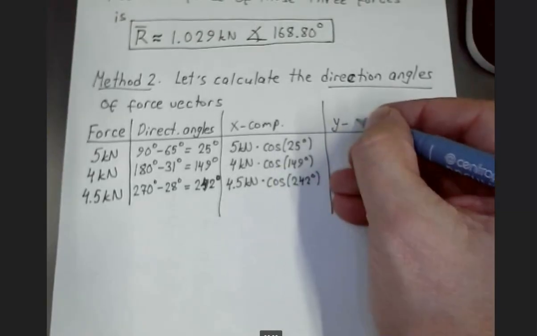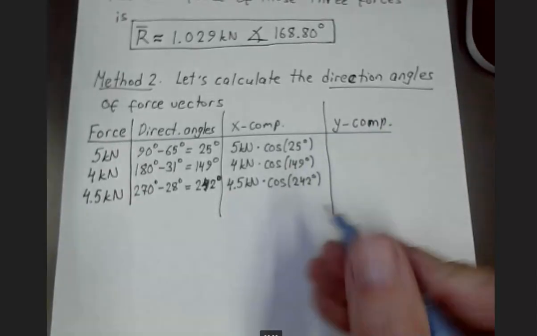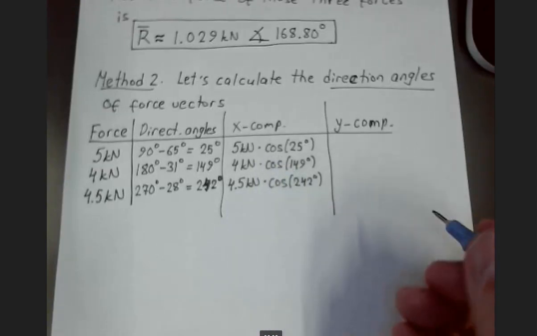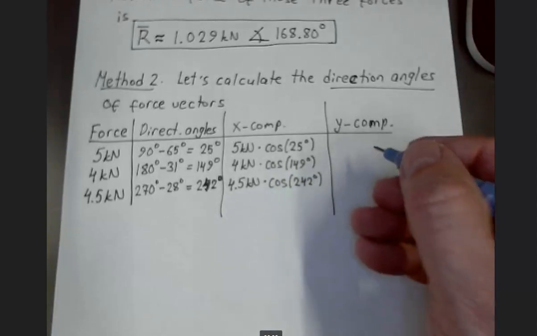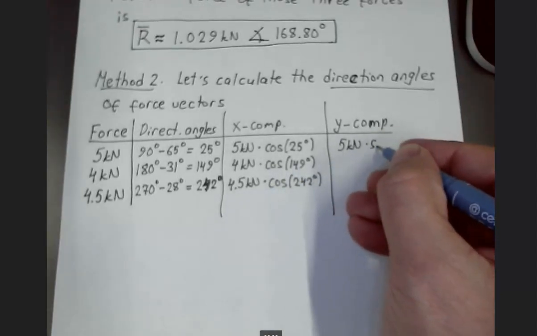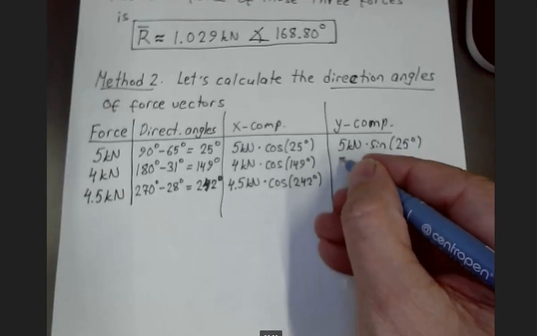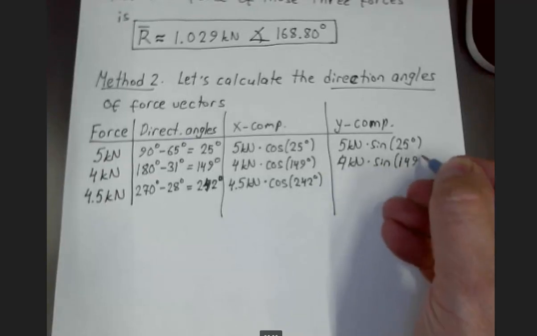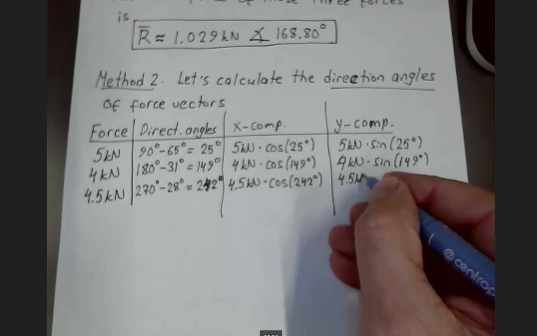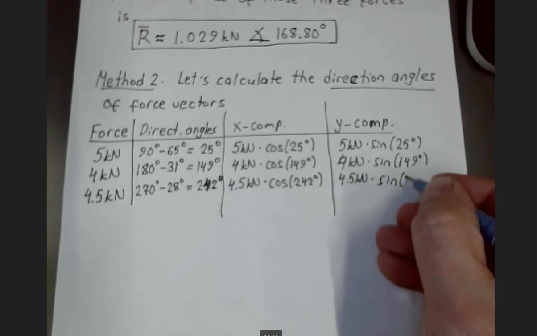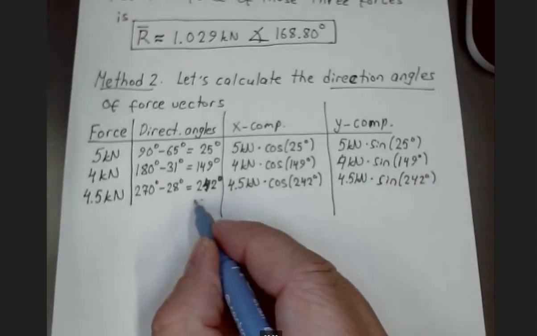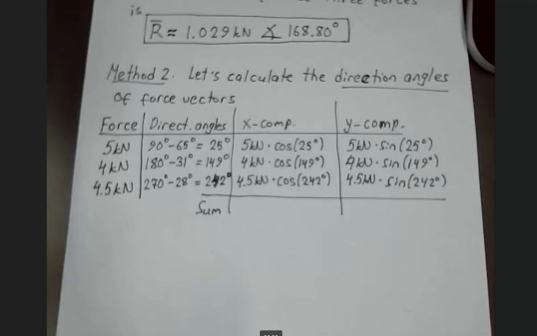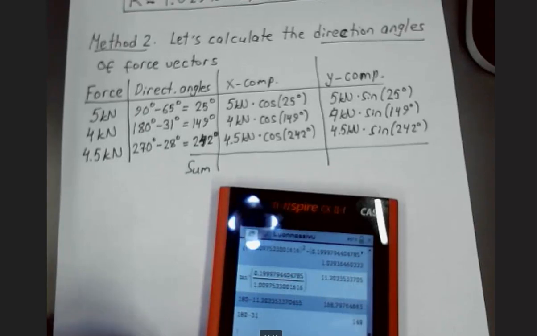The same with the y component, exactly the same, but you just change cosine to sine. So we will get 5 kilonewtons times sine 25, 4 kilonewtons times sine 149, and 4.5 kilonewtons times sine 242. And then if you calculate the sum there, you should get the same result as we got earlier.